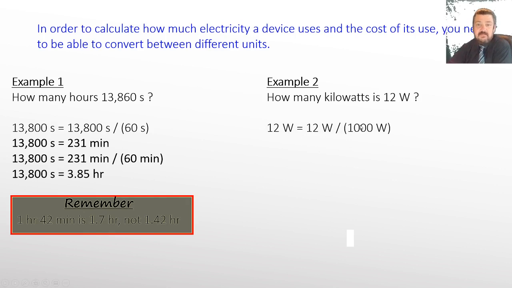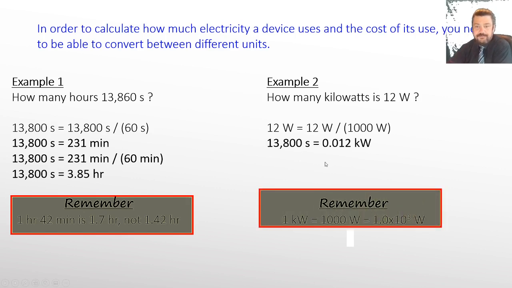Okay. Example 2, we're going to look at kilowatts. So how many kilowatts is 12 watts? Well, we know that there are 1,000 watts in 1 kilowatt. So 12 watts divided by 1,000 will give you the answer in kilowatts, 0.012. Remember, 1 kilowatt is equal to 1,000 watts.